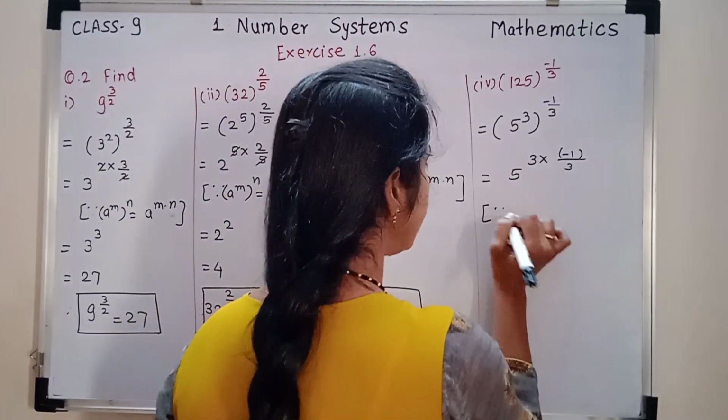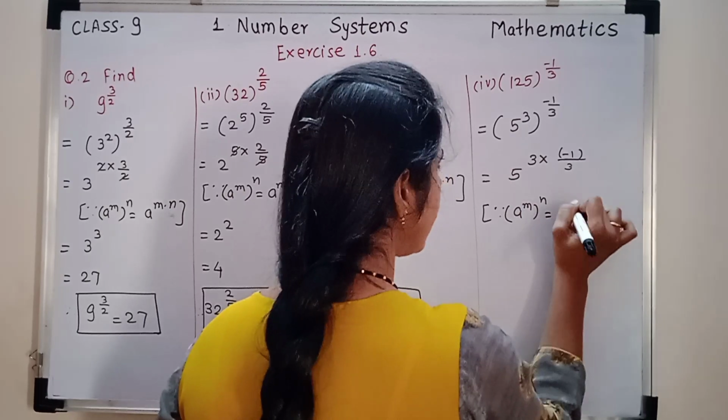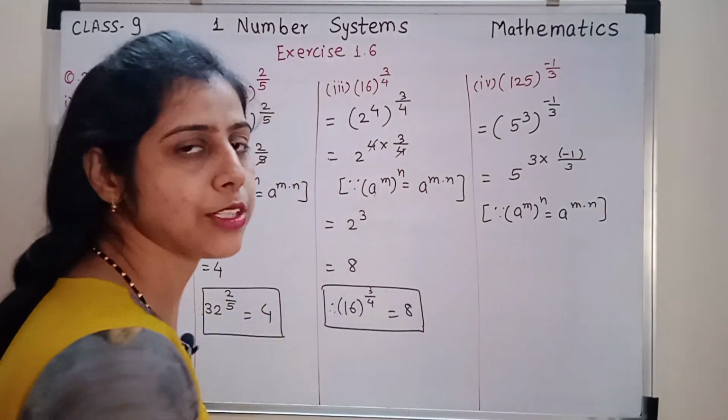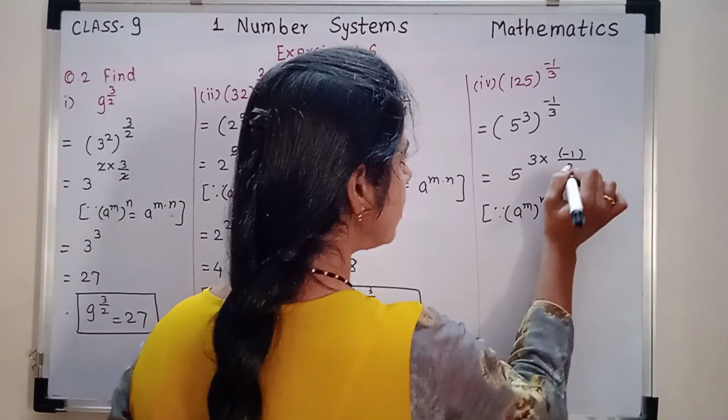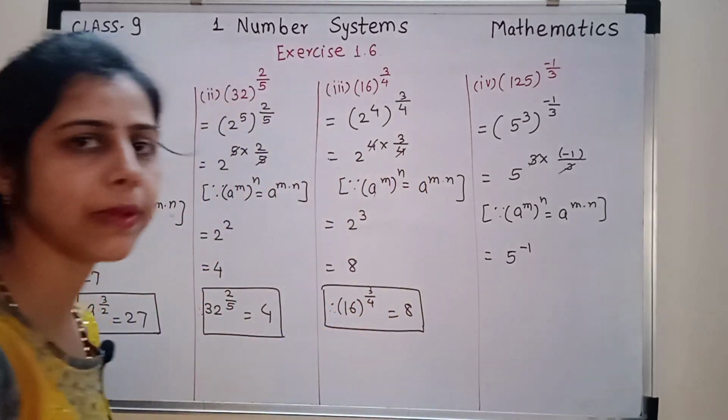Whenever you are using any identity, always write it in the bracket. a raised to m raised to n is what? a raised to m into n. So 3 will get cancelled. So what is left with us? 5 raised to minus 1.